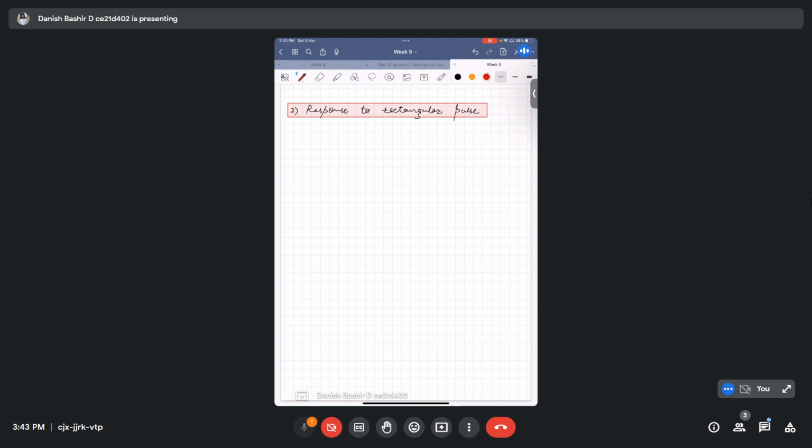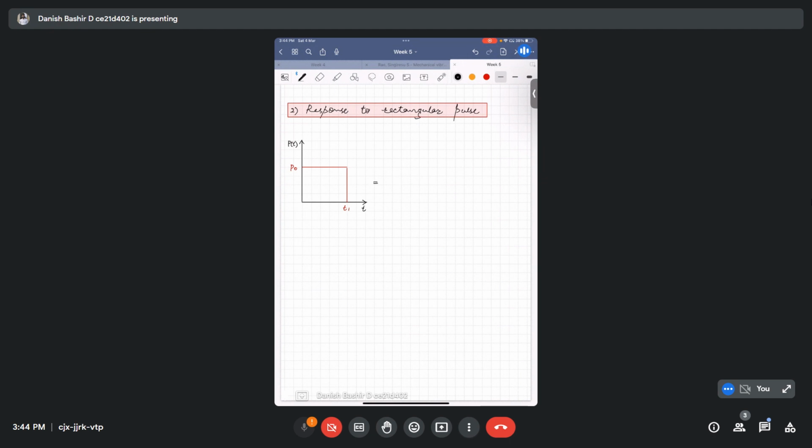So for example, we have a pulse acting like this. We have a rectangular pulse like this, whose maximum value is P naught, and it acts up to time t1. Sorry, this is the time axis. This is time. This is P of t. We can split this rectangular pulse into two step pulses.